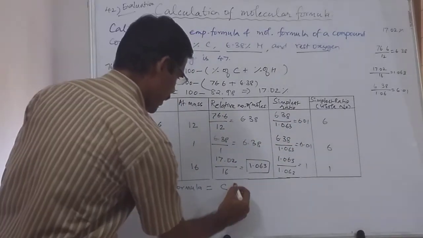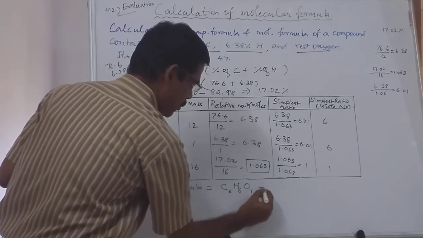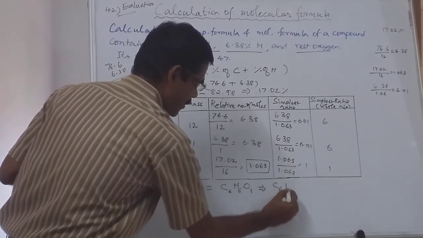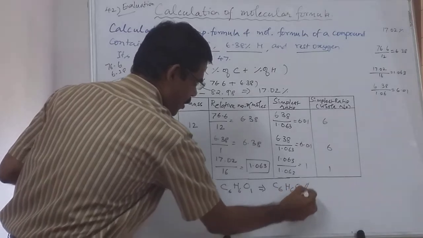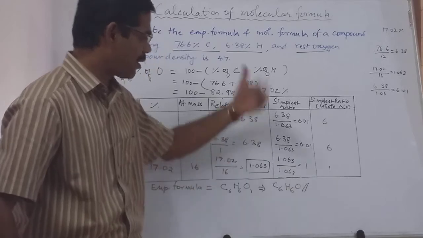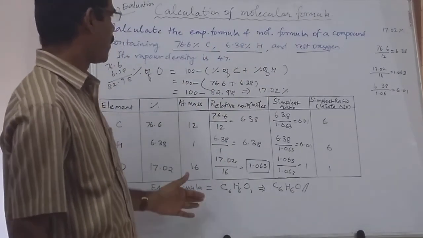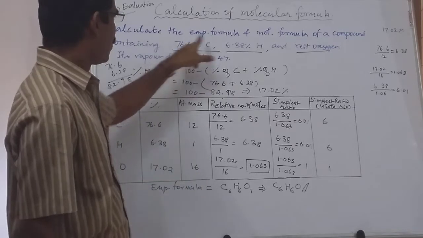C6. Again, H6, O1, and the O1 is just O. So C6H6O. Now this is actually the empirical formula. Till this step we have calculated in the previous session itself. Now in continuation with that, we have to perform the calculation for the molecular formula.